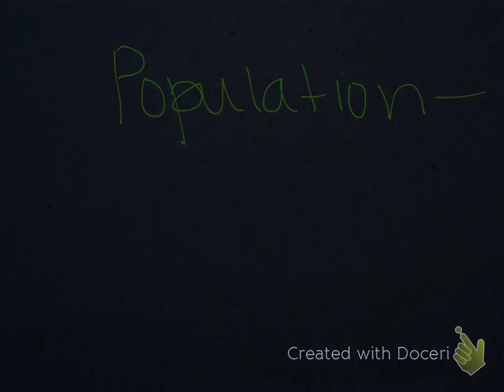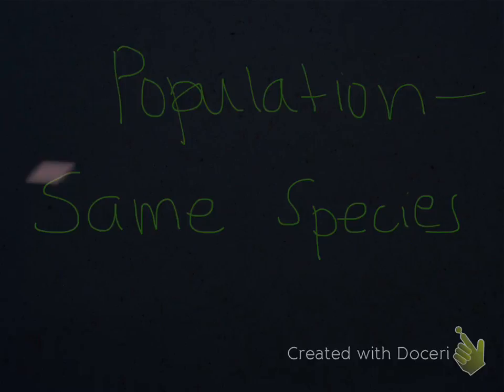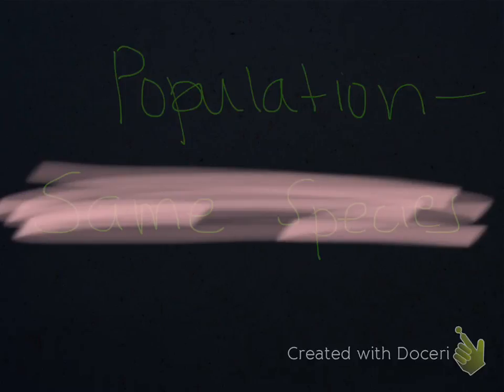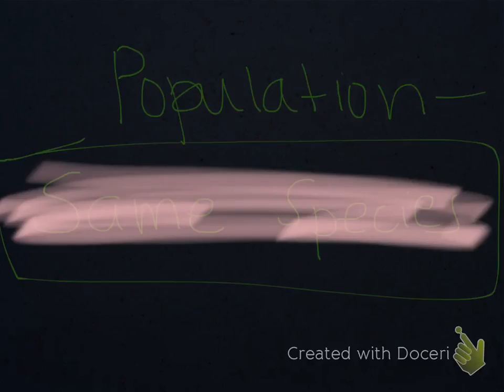Okay, and one thing we're going to do before moving on is define a population. I find that many students get confused with this often because we don't understand the scientific definition of a population. So a population is a localized group of individuals of the same species. Take that point, same species, and just highlight it because this is super important. A population is a localized group of individuals of the same species.